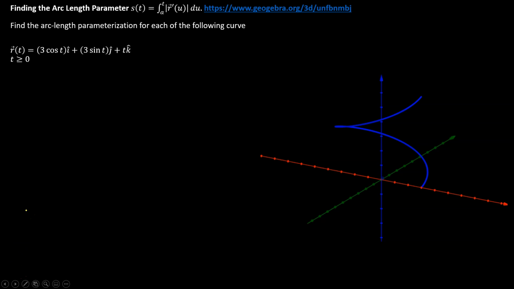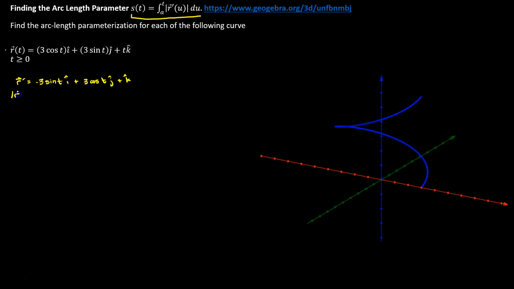Let's try another arc length parameter problem, where we're looking this time at a 3D vector function, r of t. So again, we're going to start by finding that s of t function using this integral. So we need r prime, which would look like negative 3 sine t i hat plus 3 cosine t j hat plus k hat. So that's just the first derivative of our vector function r.